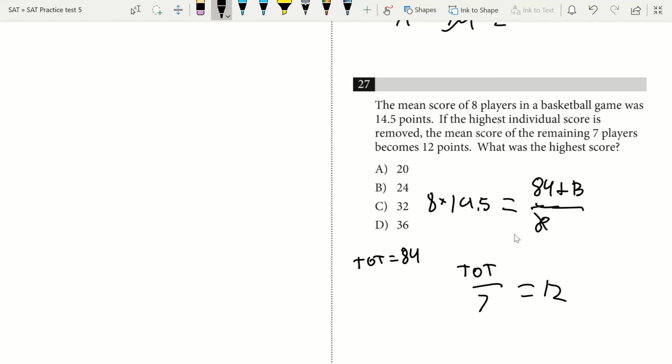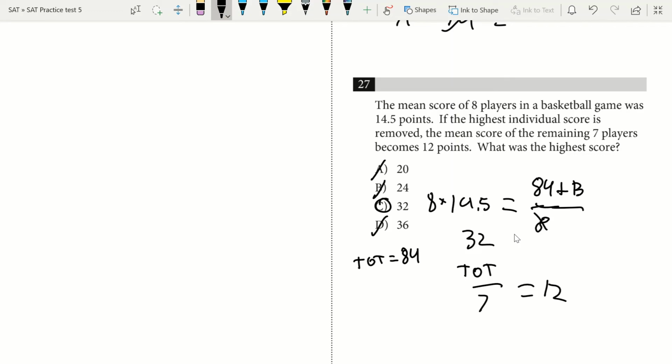So I'm going to do 8 times 14.5 in my calculator. Right, that gives me 116. Now I subtract 84 from each side, right? So I've got 116 minus 84, and I know that that is going to leave me with 32. So my answer there is going to be C.